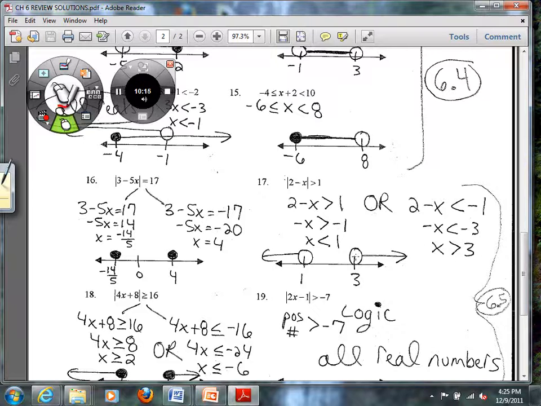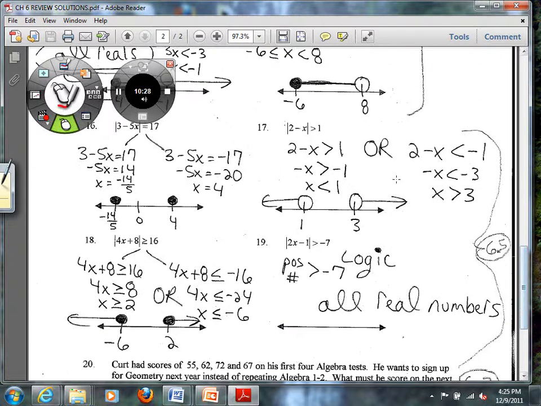So if I graph it, it's an OR problem, so I do open circle at 3, goes to the right because it's greater than. X is less than 1, open circle, goes to the left, and that's okay. It's an OR problem. They can go out like that.